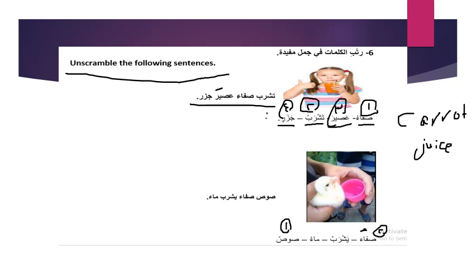What is he doing? يشرب. Here we start with ya because the chick is a masculine. يشرب what? ماء, which is number 4. So Susu Safa يشرب ماء.